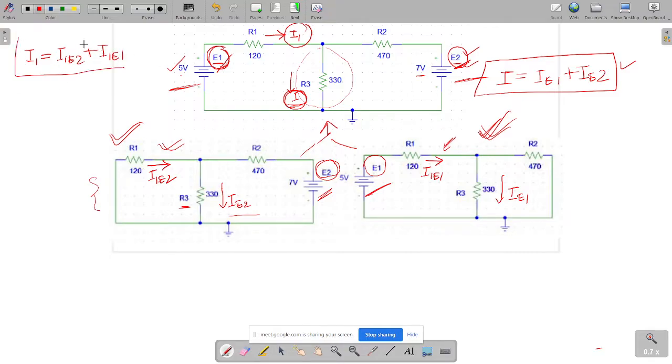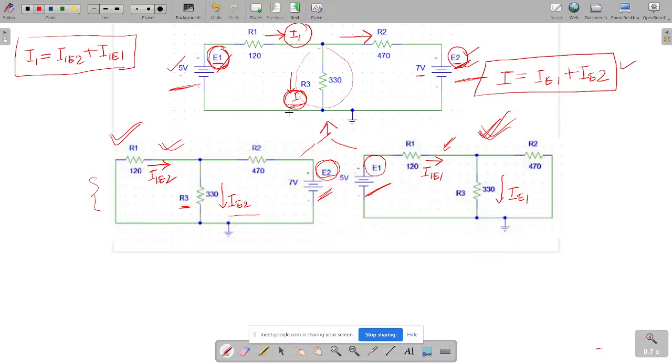Okay, so for all the branch currents, I have only shown the case of one particular branch, but this particular theorem is applicable for all the branches. That is, for the current flowing through R2, the current flowing through R1, the current flowing through R3, it applies for all the branches in this entire circuit.